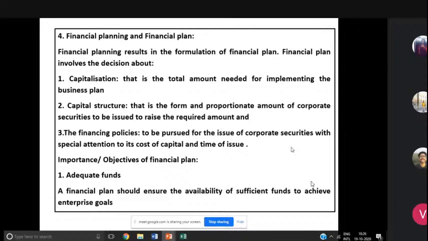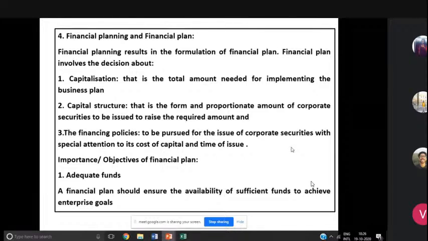CCP. What does the first C stand for? Capitalization. What is capitalization? Total amount to be invested. You are thorough with that. Second is what? Capital structure. You know very well what capital structure is. What is the third aspect? Financing policies. When you integrate all 3 together, you call it what? Financial plan. Now, when you make a financial plan for the business, why does an organization make a financial plan?